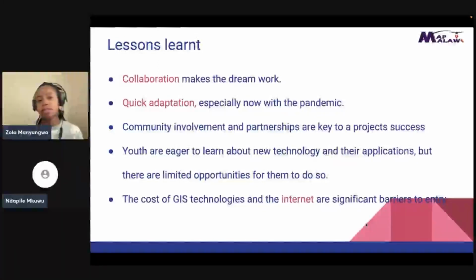And I think the last lesson is something that is very common throughout Africa and pretty much the rest of the world. It's the high cost of technologies and the internet, as well as the cost of training. So that's another lesson, to think about when we're planning projects: even if we're training communities, we should think about providing the different resources that the communities might need, aside from the skill, in order for them to have their own projects after we leave.